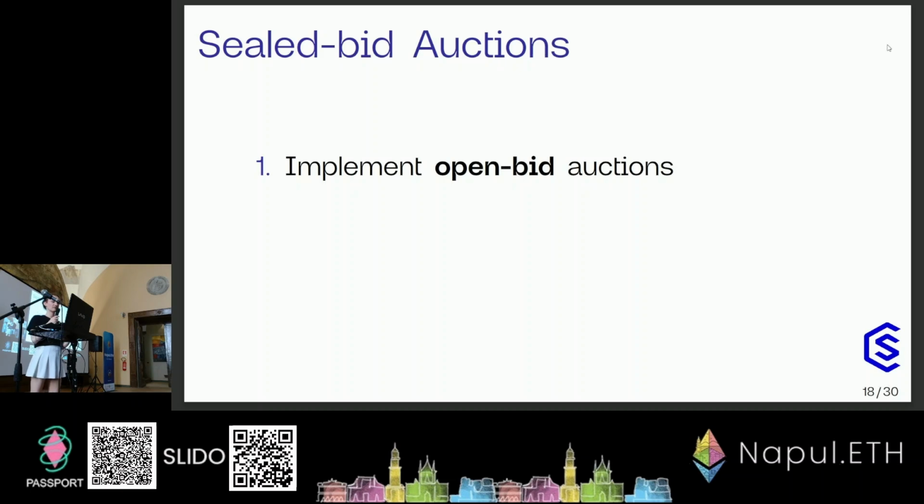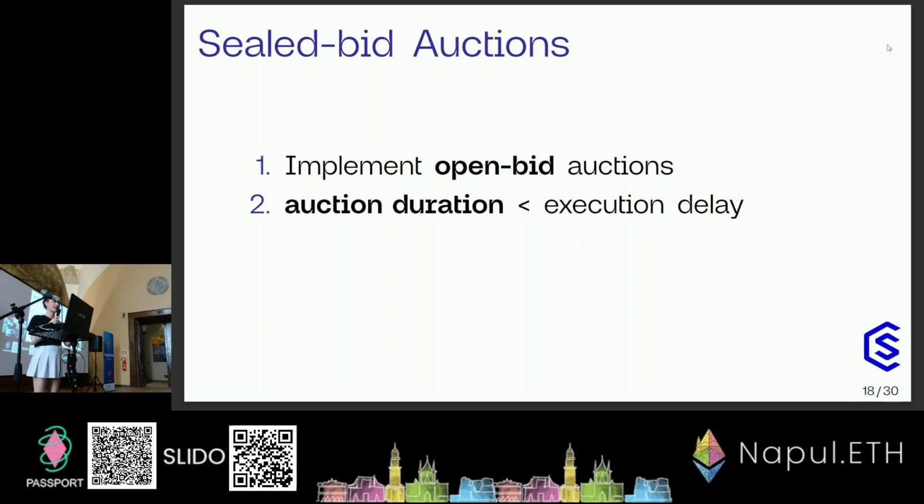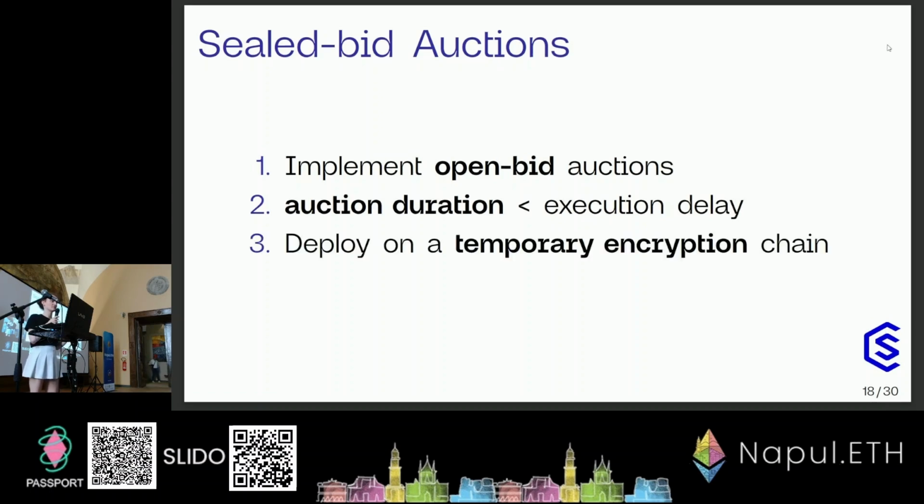So you implement open bid auctions like you would normally. Then you change the length of the auction to be less than the execution delay on the blockchain, and you deploy on a temporary encryption blockchain. And that's all you need to do. You have sealed bid auctions just like that. And we did this in the prototype, which you can see later.